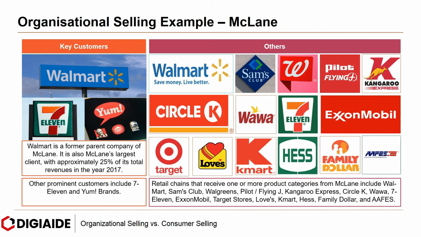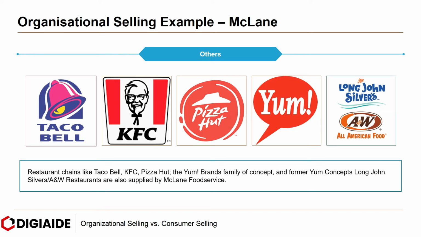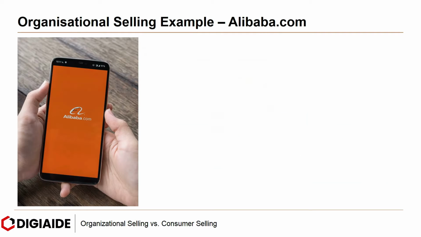Going forward, Sam's Club, Walgreens, Kangaroo Express, Circle K, 7-Eleven, ExxonMobil, Target Stores, Kmart, Hess, Family Dollar, all are customers of McLane. And as mentioned earlier, they're also into the restaurant space. Restaurant chains like Taco Bell, KFC, Pizza Hut, all part of the Yum Brands, and former Yum concepts like Long John Silver's are also supplied by McLane Food Service.